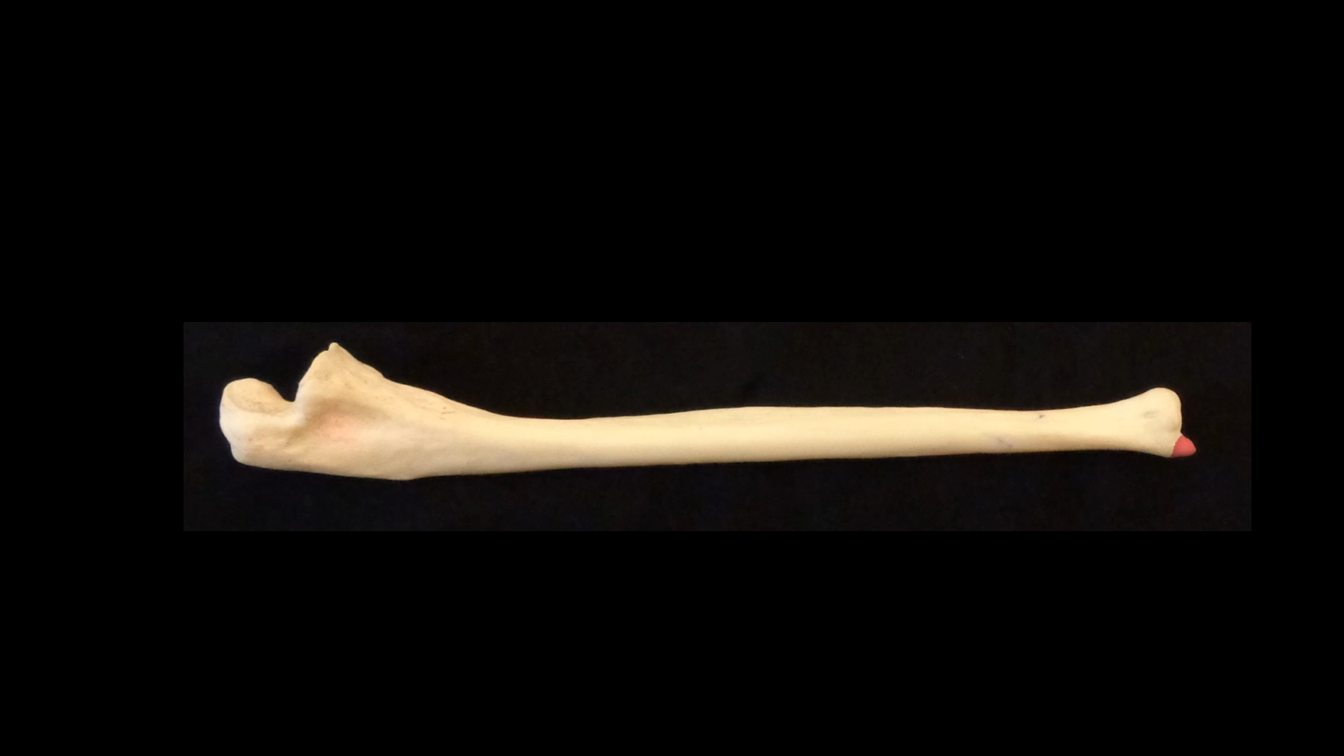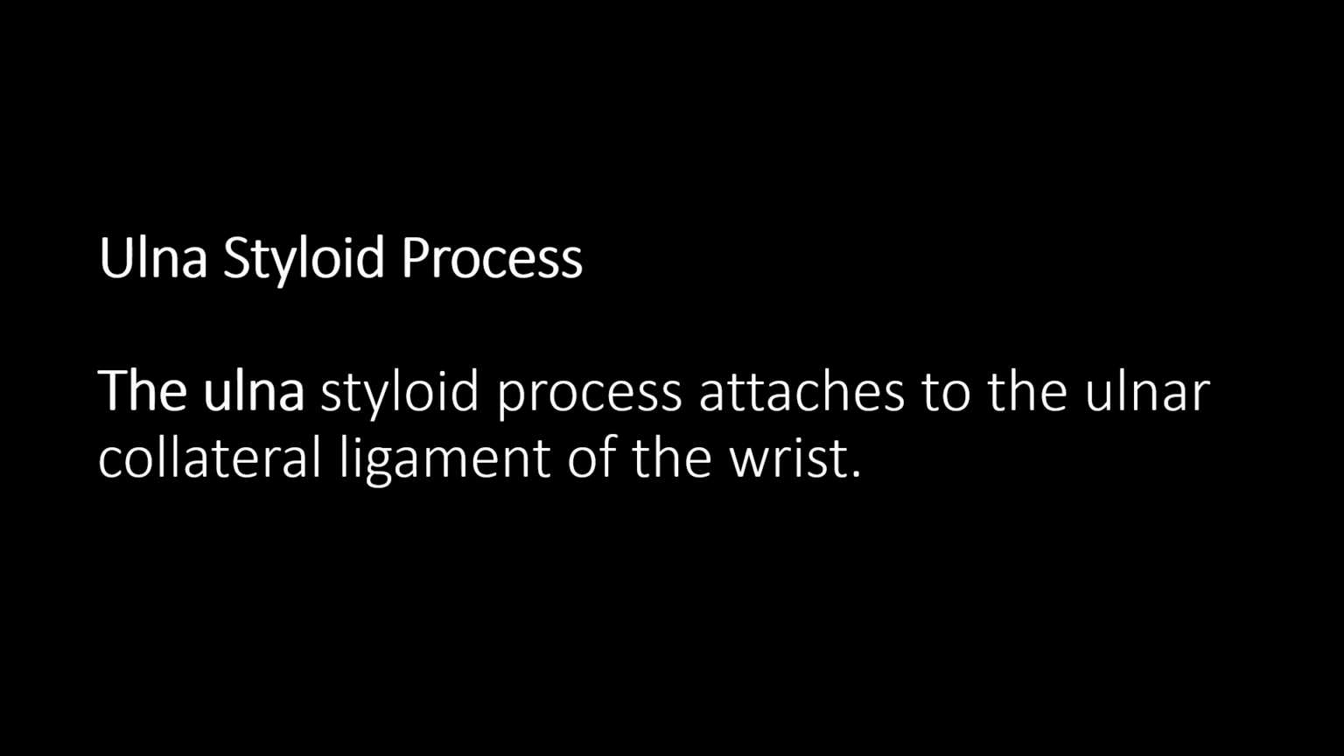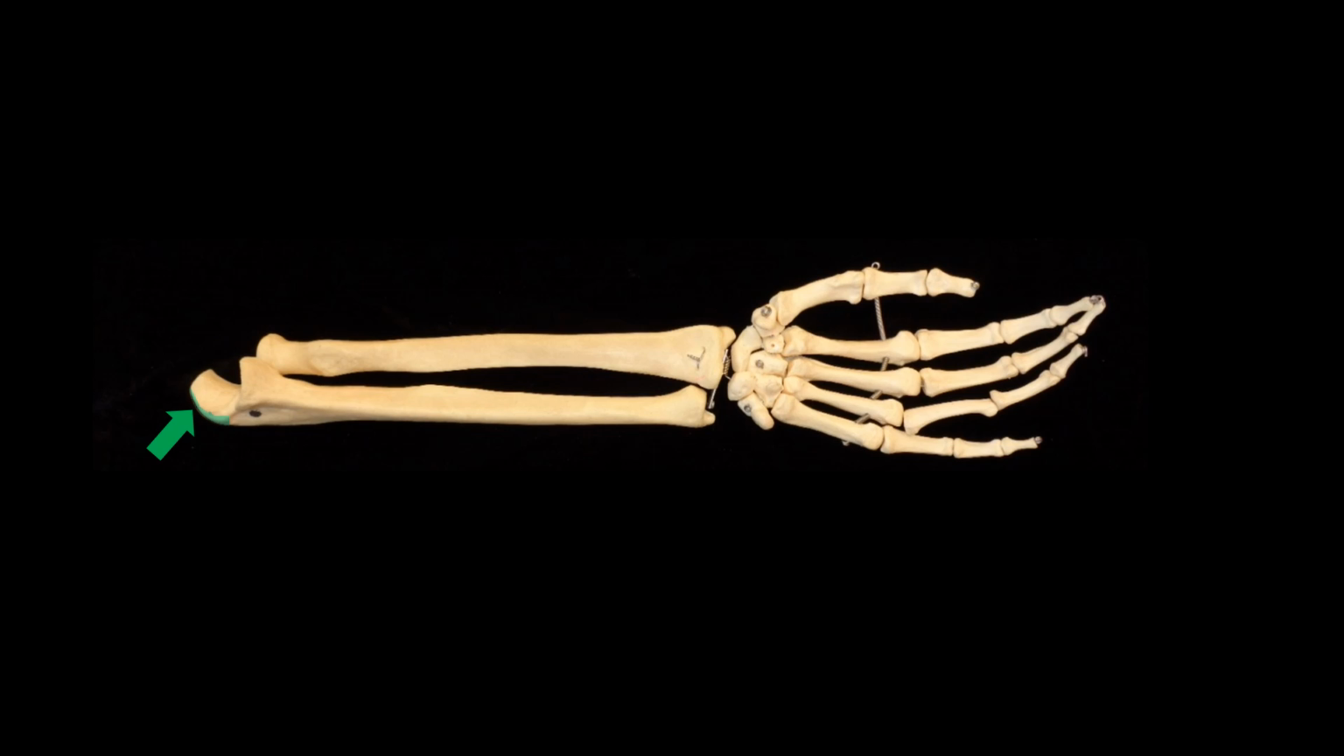Ulnar head. The ulna head is where it articulates with the articular disc. Name this anatomical area. Ulnar styloid process. The ulnar styloid process attaches to the collateral ligament of the wrist. Name this anatomical area.